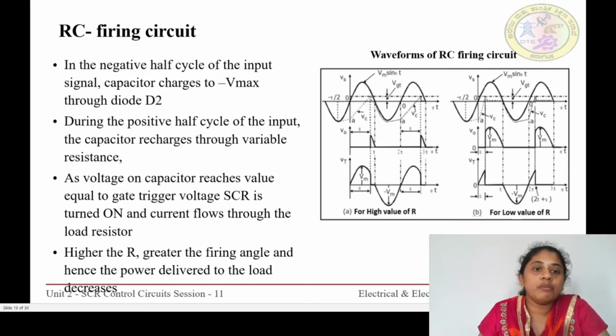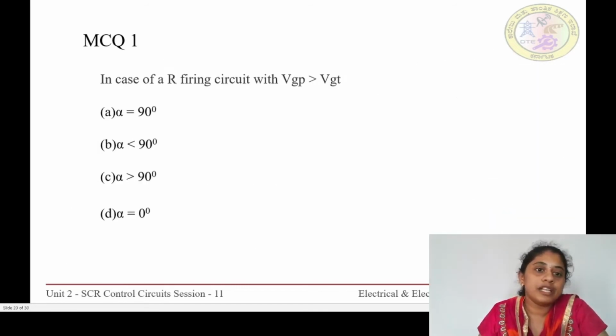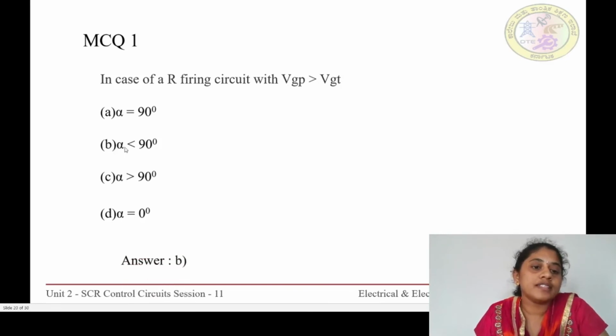Next we'll move on to multiple choice questions. The first question: in case of R firing circuit with VGP greater than VGT. VGT means gate threshold voltage and VGP means peak gate voltage. So the answer is, I hope you guessed it right, alpha is less than 90 degree, that is answer B.